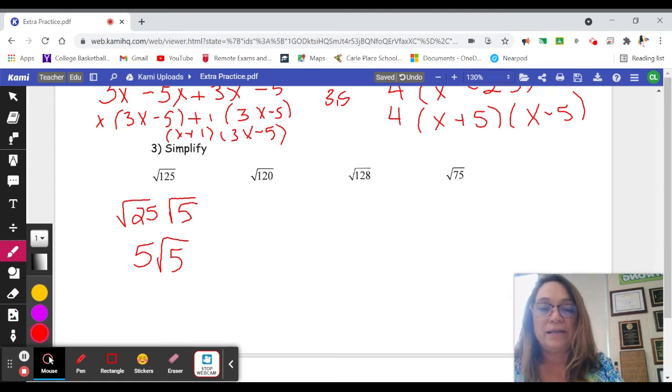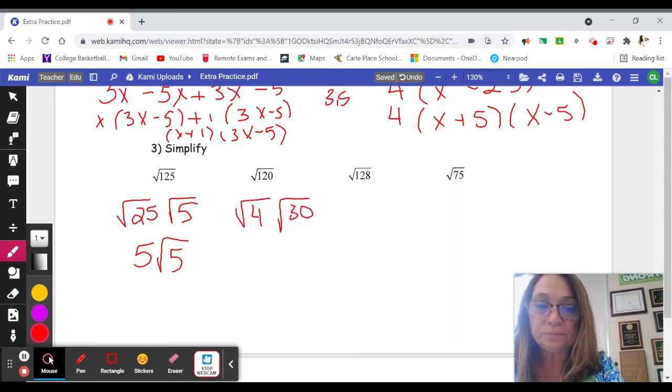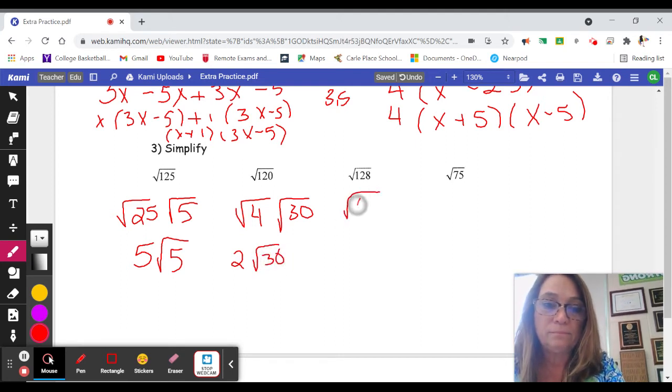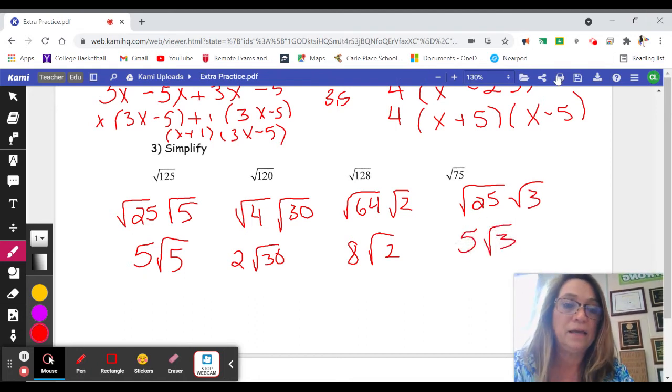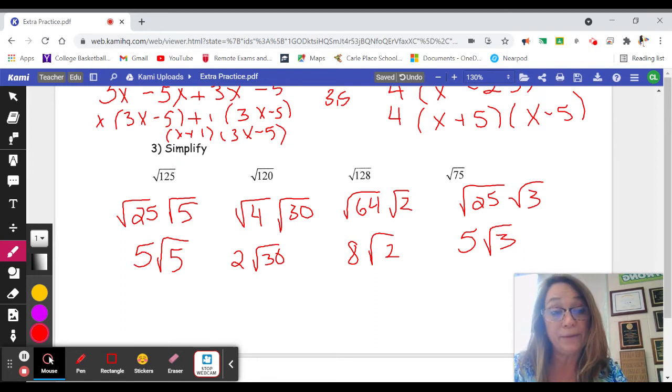All right, so perfect square and the other guy, so 2 radical 30. Perfect square and the other guy, so 8 radical 2. Perfect square and the other guy, so 5 radical 3. You can check these on your calculator by typing in the square root of 75. You'll get a non-terminating, non-repeating decimal because it's irrational. And then if you type in 5 radical 3, you should get the same decimal.